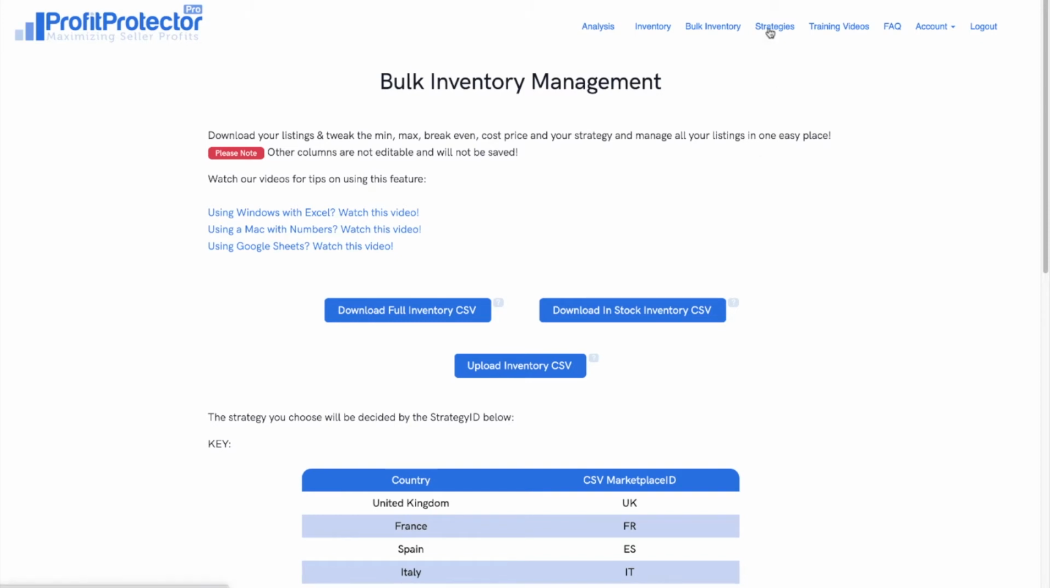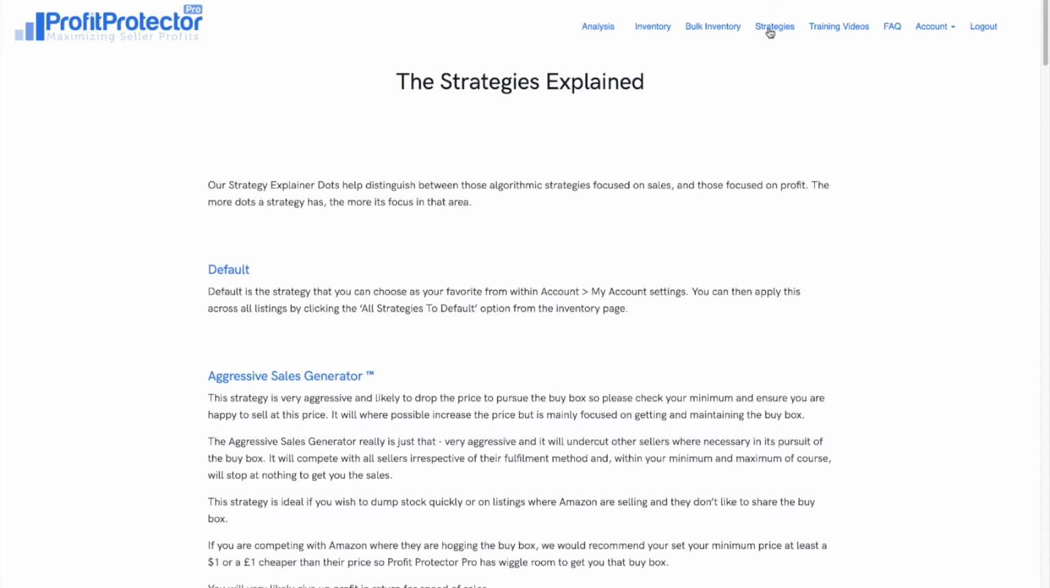So let's talk about the strategies, because the strategies are great and amazing, and you're going to need to understand those. If you're new to Profit Protector Pro, the best thing to do is to start by reading this page, because you need to understand how these strategies work to get the best from Profit Protector Pro.